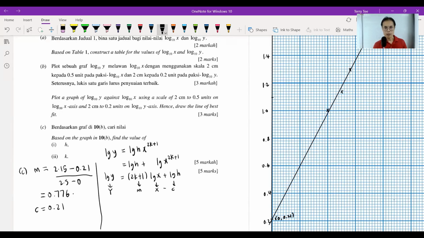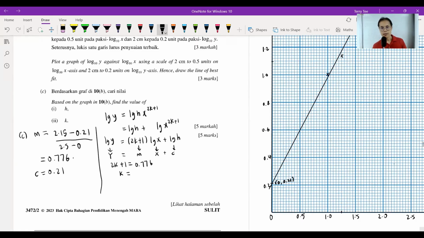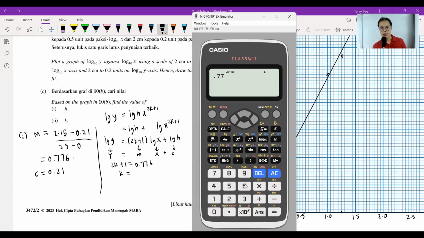So this is your big Y, this is your gradient, this is your big X, and this is your C. When you plot log Y versus log X, you get a straight line, and your gradient, 2k plus 1, must equal 0.776. To find k, we take 0.776 minus 1, then divide by 2. The answer is negative 0.112.